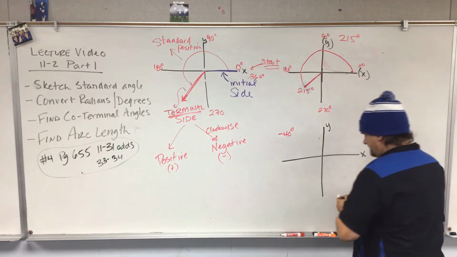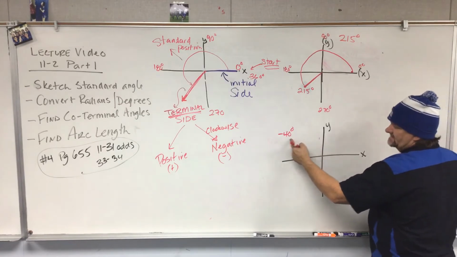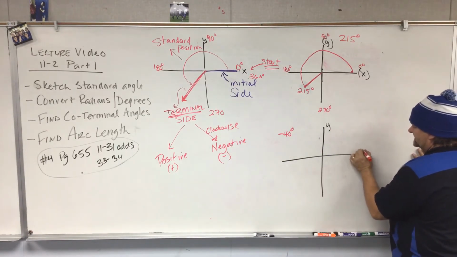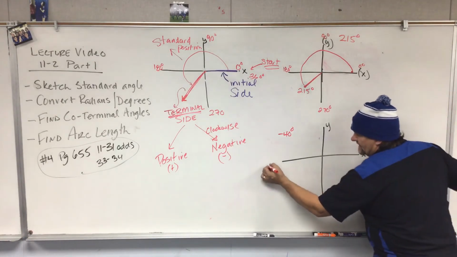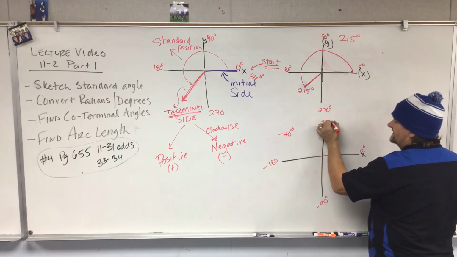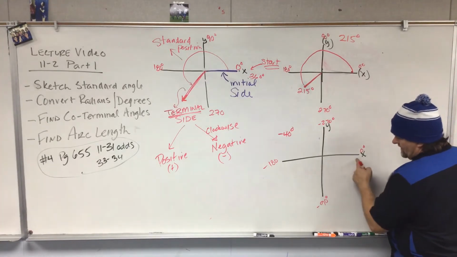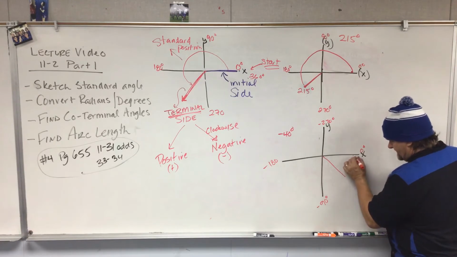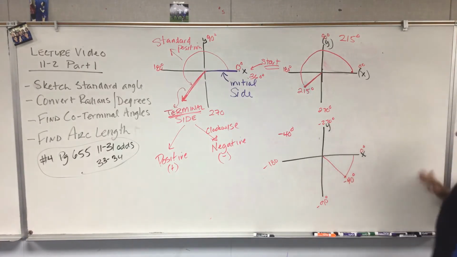All right. And then negative tells me I'm going clockwise, so I'm going this way. So I start here at 0 degrees. This is going to be negative 90 degrees, negative 180 degrees, because I'm going the opposite direction, and this is negative 270 degrees. So I'm going this way. Therefore, I'm in between 0 and 90, so I'm going to come back like this. There's my negative 40 degrees. Okay?